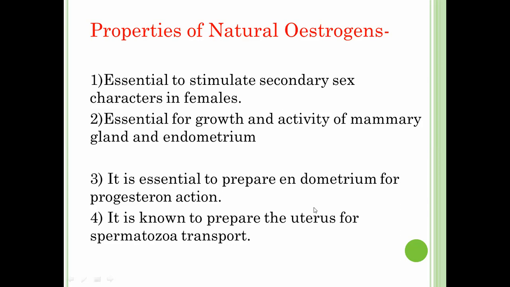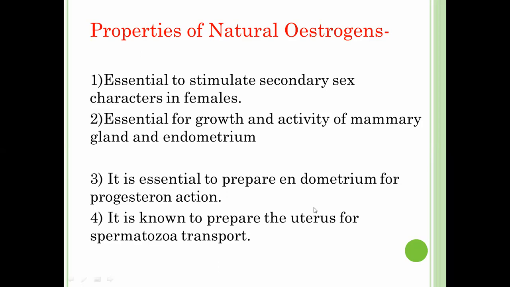The next point: it is essential to prepare the endometrium for progesterone action. The next hormone is progesterone. For the action of progesterone, natural estrogen is essential to prepare the endometrium. That is, natural estrogen helps the mucous membrane lining in the uterus thicken during progesterone action. Then the next point: it is known to prepare the uterus for spermatozoa transport.